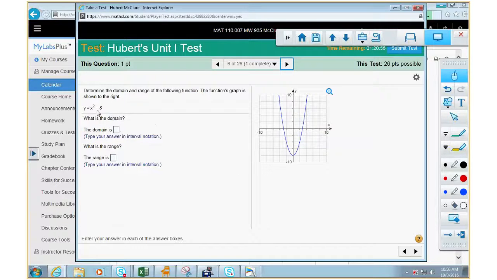What's the domain of this function? All reals. Chances are, unless it's a radical or rational, the domain is going to be all real numbers. The range is from -8 to what? Infinity.